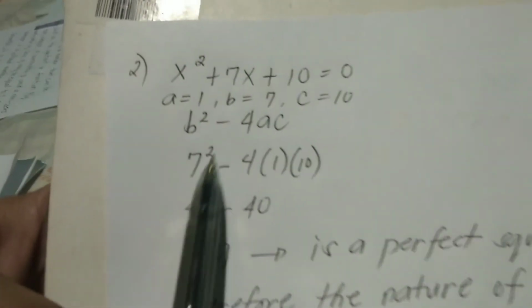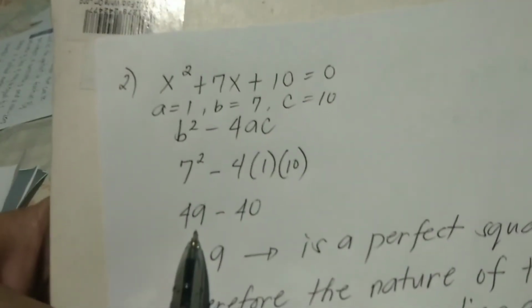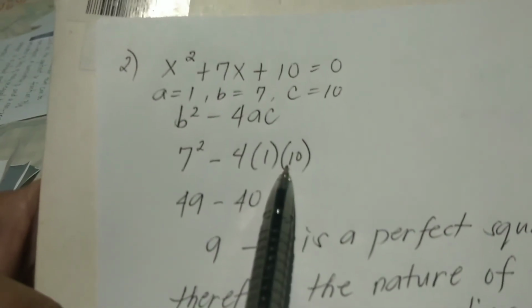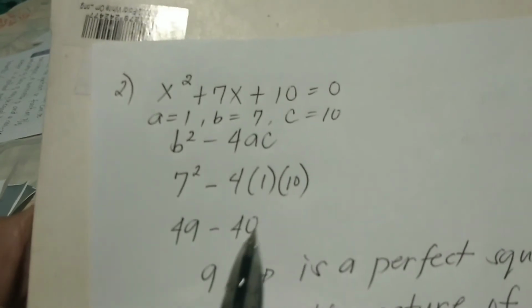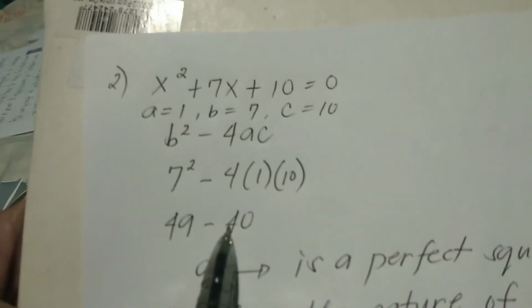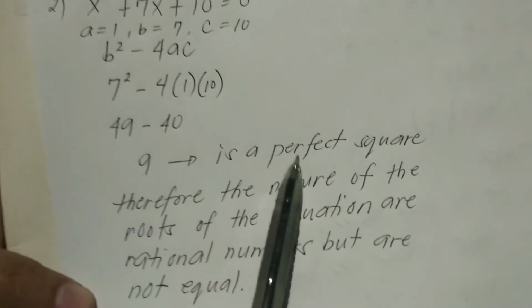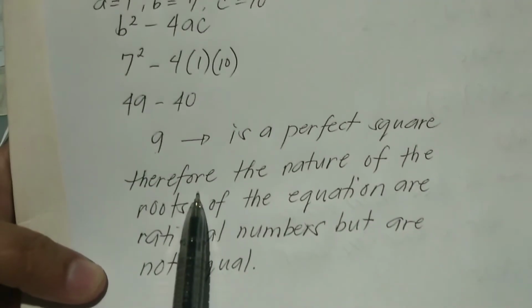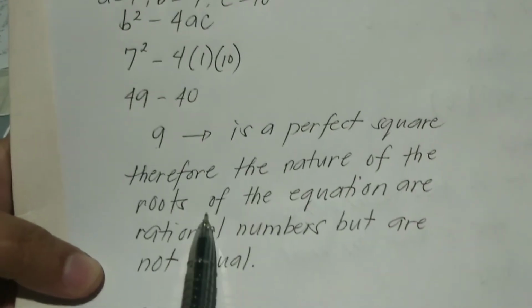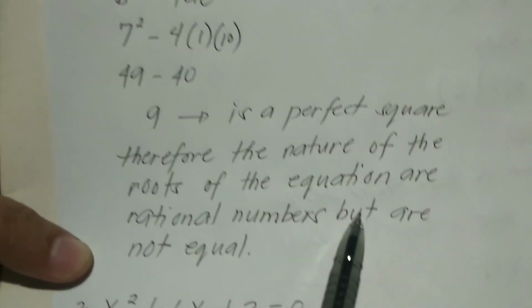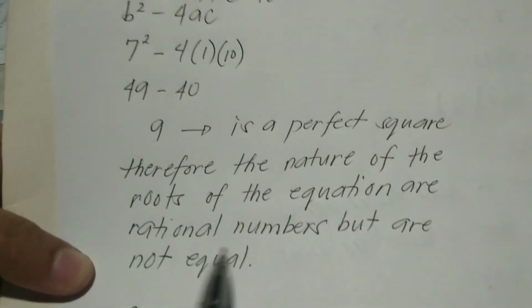7 squared is 7 times 7. So, that is 49. Minus 4 times 1 is 4. 4 times 10 is 40. 49 minus 40 is 9. 9 is a perfect square. Therefore, the nature of the roots of the equation are rational numbers but are not equal.